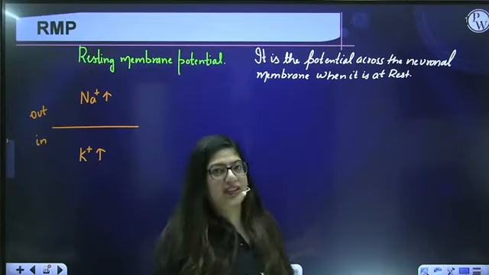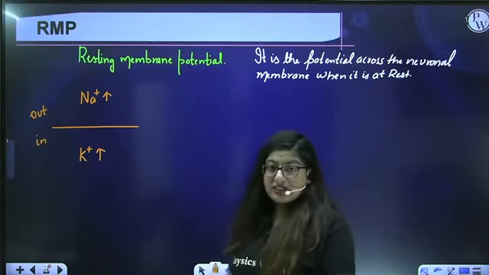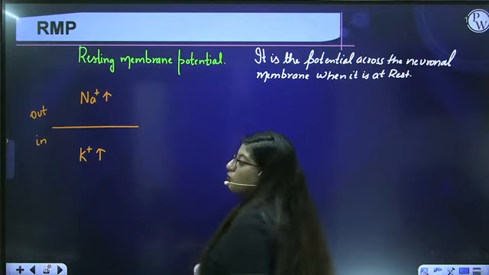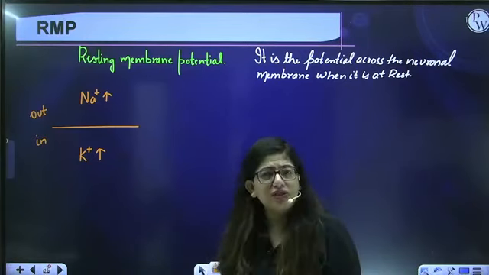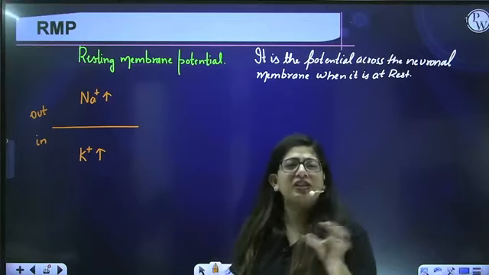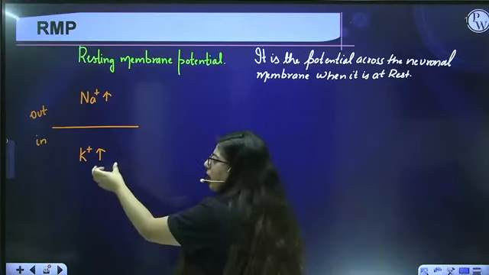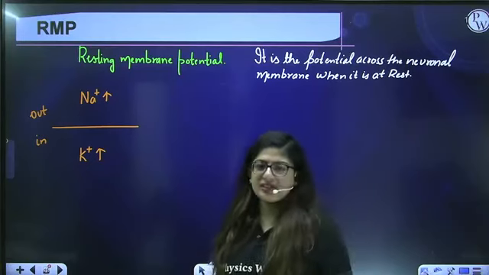So whenever we are talking about a cell, outside there is a higher concentration of sodium ions, in your body fluids and in the interstitial fluid. What is an interstitial fluid? The fluid present in between the tissues, right? And the potassium ions are higher inside the cell.